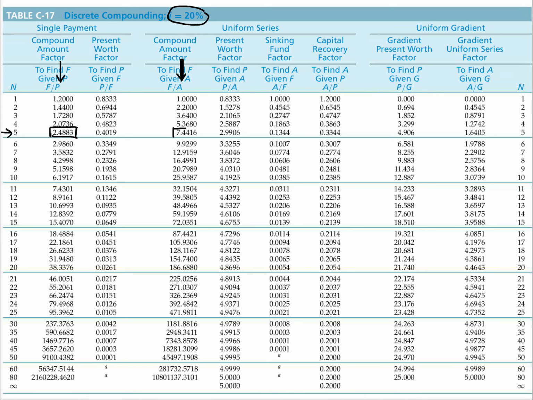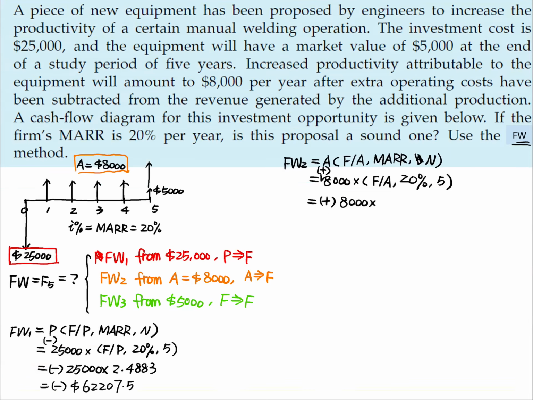It's F slash A, so it's this column. And N is 5, so this is your factor, 7.4416. So the final result of this part is 59532.8.